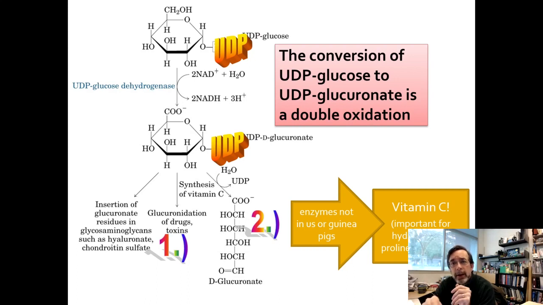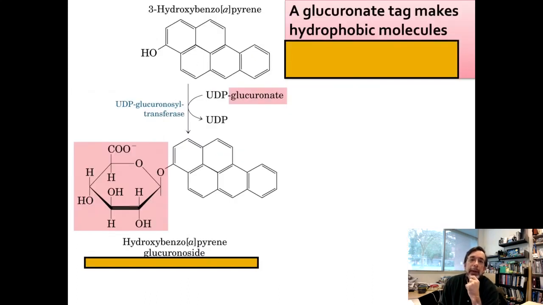You don't have that hydroxyl group that's really important. The hydroxyproline is central to collagen's function. If you don't have that, you don't have good collagen. So glucuronate is the other part of that. And a glucuronate tag will actually be used for other purposes.